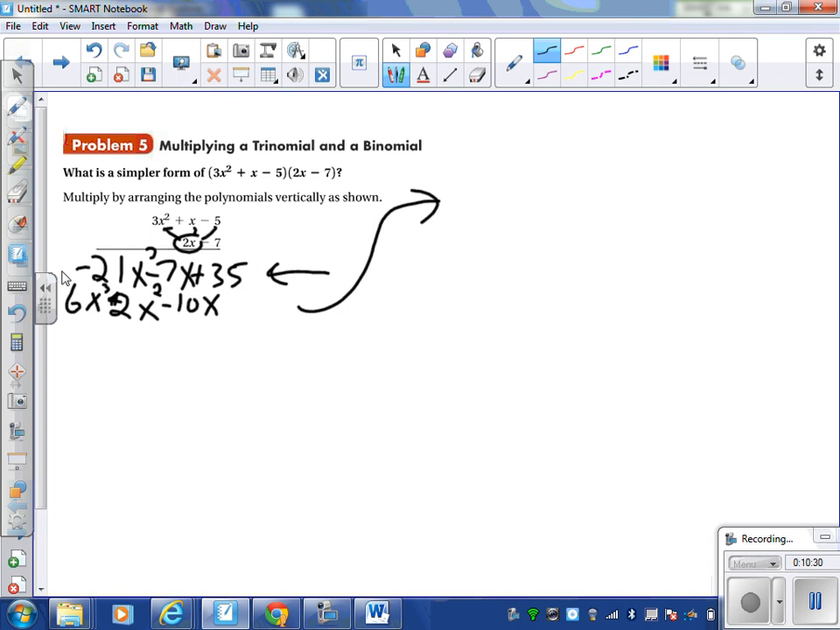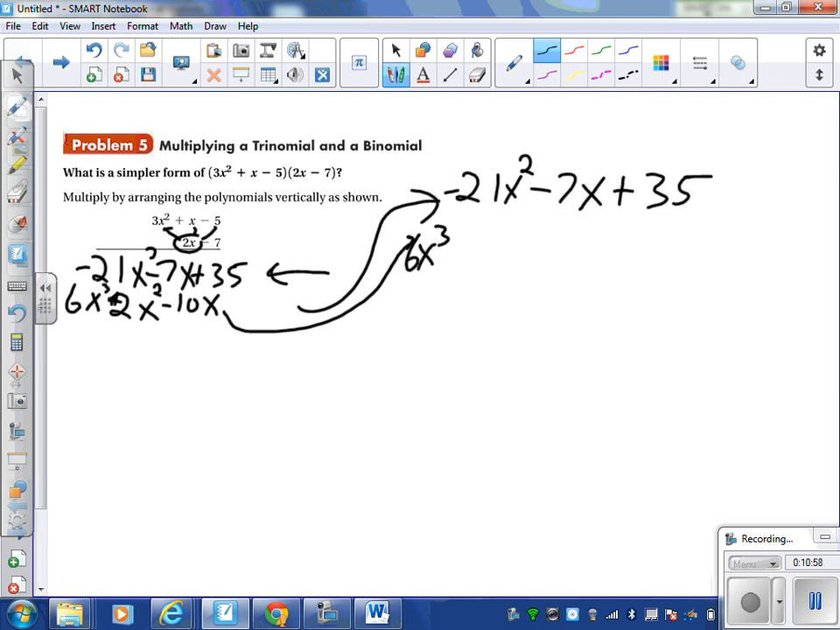So we have, after multiplying, negative 21x squared minus 7x plus 35 on top. Then we're going to take this equation and write it down on that side. So we have 6x to the third power plus 2x squared, lining up our like terms. And then we have minus 10x. We have nothing over here. We can just put a 0 there or leave it blank. Put a plus 0.